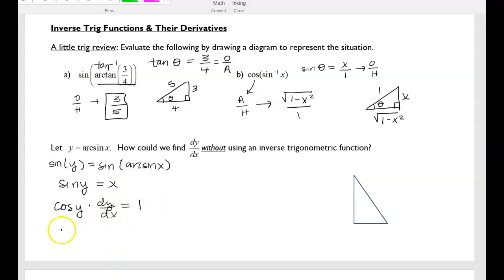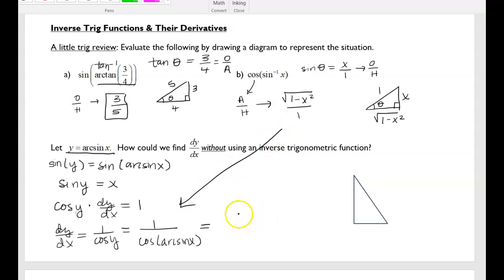Now let's solve for dy/dx. dy/dx is 1 over cosine y. But y was arc sine of x. It was given to us here. So this is 1 over cosine of arc sine of x. But from up here, we know that cosine of arc sine of x is square root of 1 minus x squared. You could redraw this triangle right here. That's what's supposed to go there. So what we get is that the derivative of arc sine of x is 1 over square root of 1 minus x squared. It seems weird that there's no trig function in there when you take the derivative. It's just this, but remember it comes from SOHCAHTOA and your right triangles.